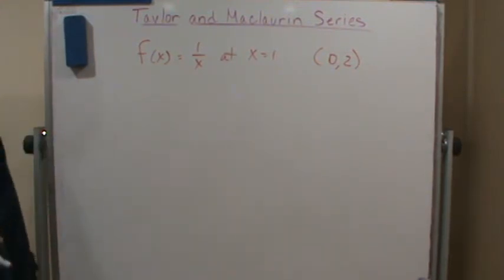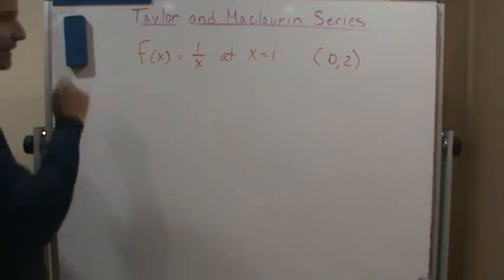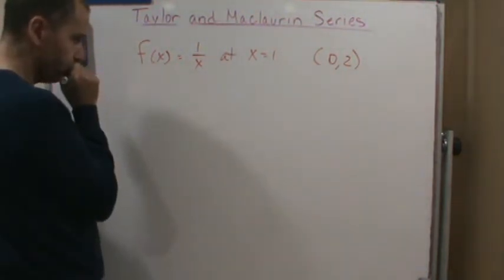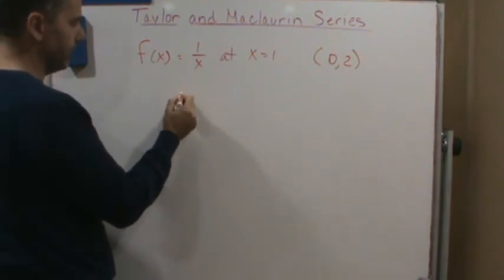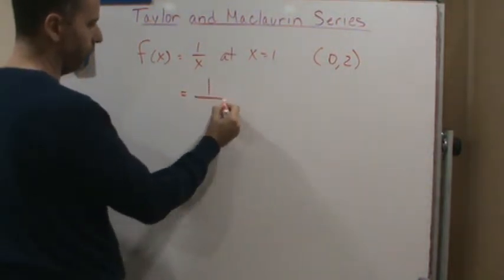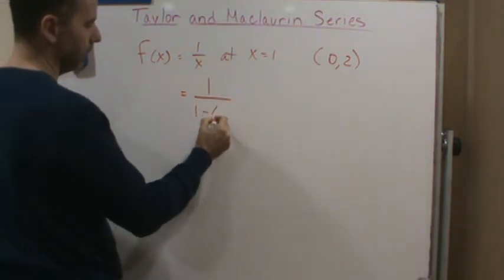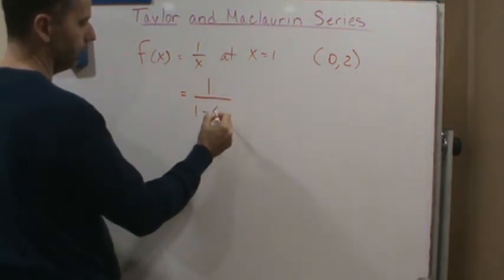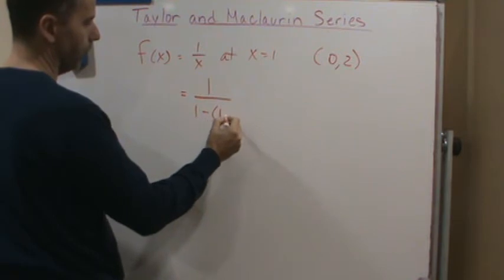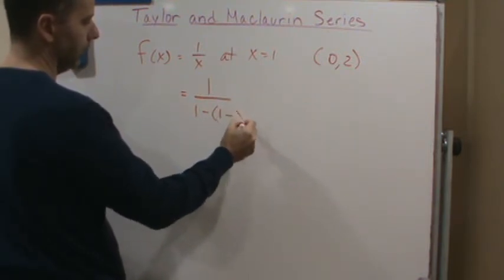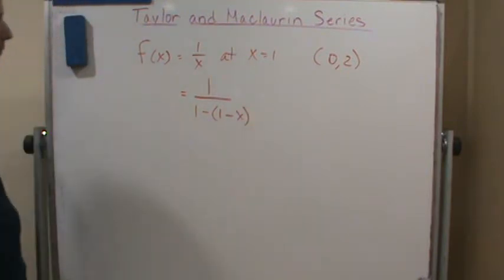Well, that's what we're going to talk about today. So how can we see that it does converge to f? Well, let's rewrite this as 1 over 1 minus (1 minus x), right?